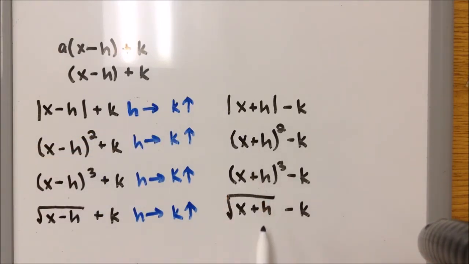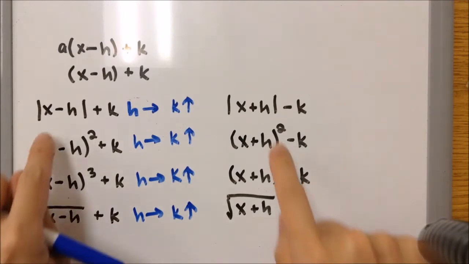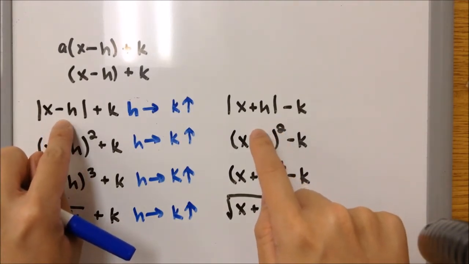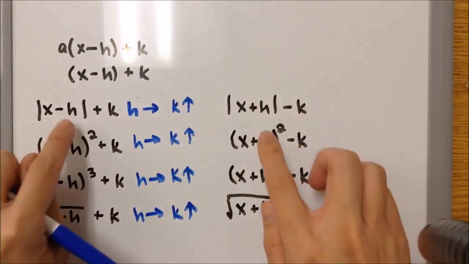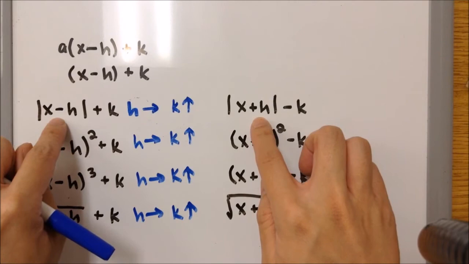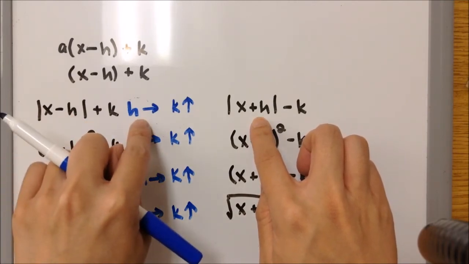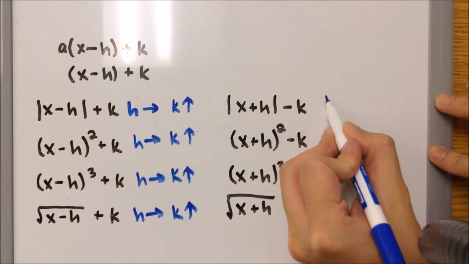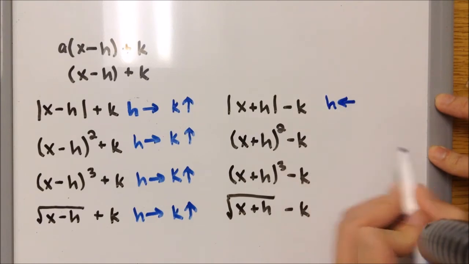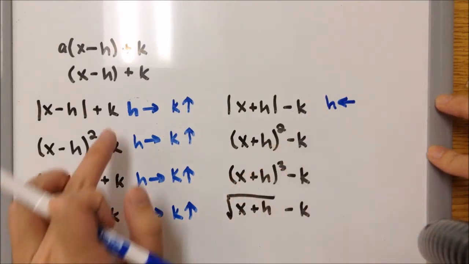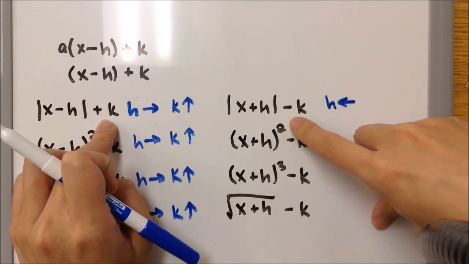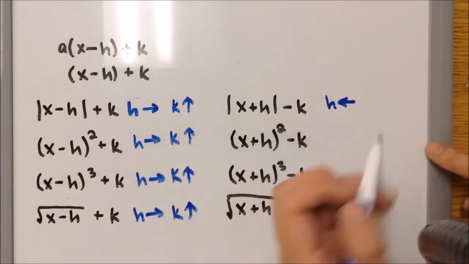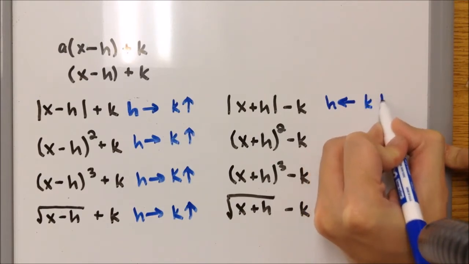Now again, the same functions, but this time it's plus h and minus k. So they're opposite. Minus h, within the function, means right, so the opposite, plus h, means to the left. So we're going to say h units to the left. And over here, it's outside. Since it's outside, plus k means up, so minus k means k units down.